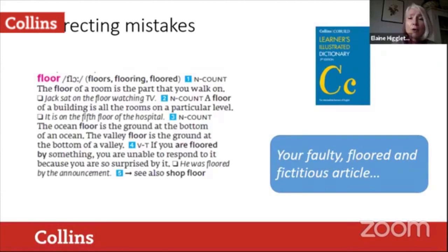You underline flawed, you tell them to look it up in the dictionary. What bit of the dictionary do they look at? Word bank. I've put it here on the screen. Which bit of that dictionary entry do we look at? Usage. Miss Soma Sinha says usage.